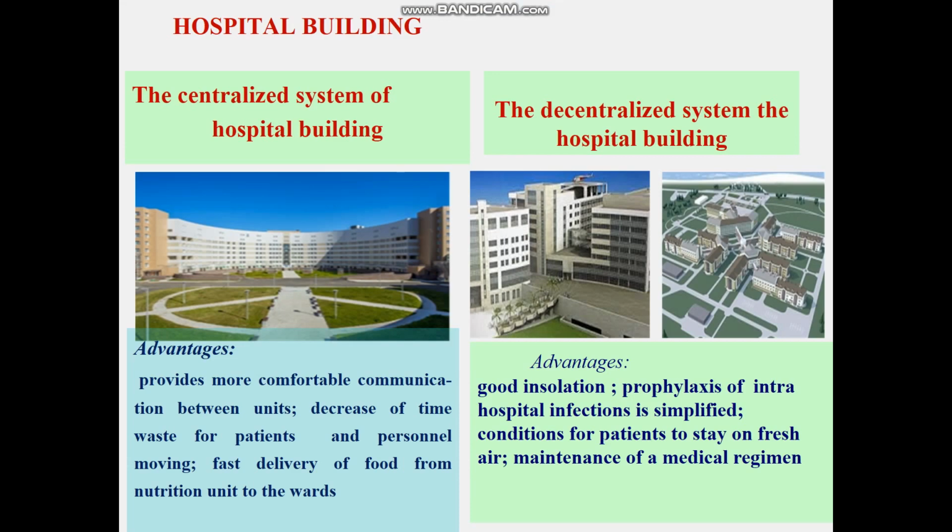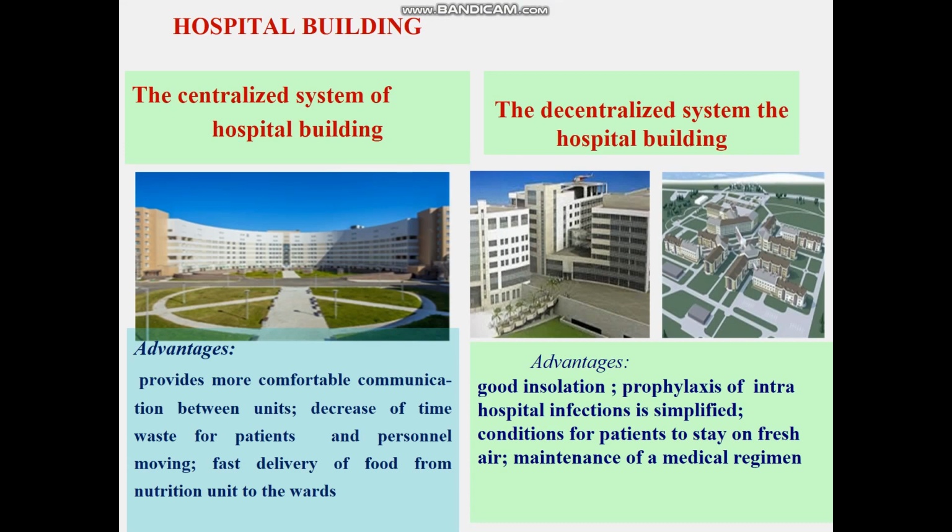The centralized system is characterized by location of the main units in one multi-story corpus or in several interlocked buildings. In this system, the pathology-anatomic units, polyclinic, economic, and administrative corpus are usually placed in independent buildings. Advantages of the centralized system of building: more comfortable communication between units, decrease of time wasted in patient and personnel movement, and fast delivery of food from the nutrition unit to the wards.